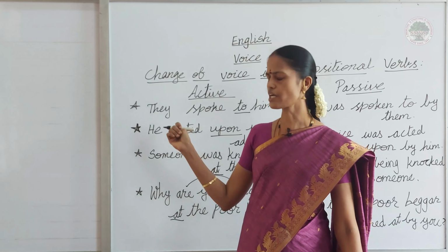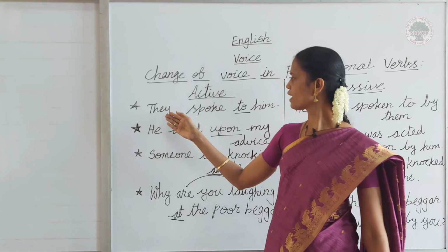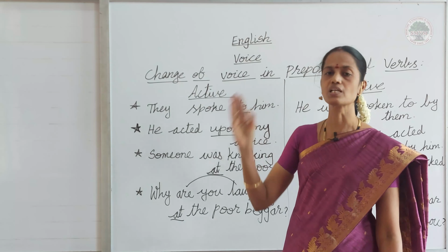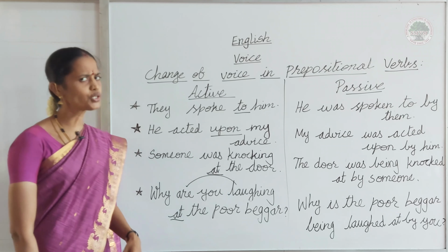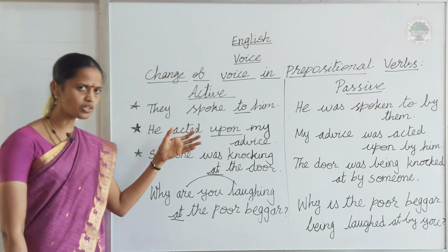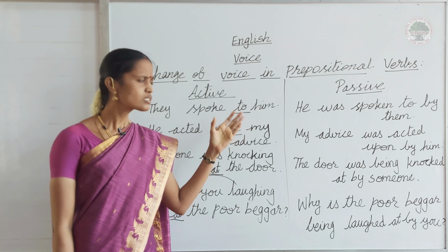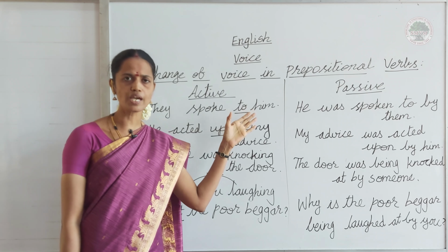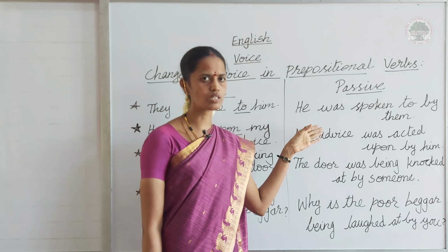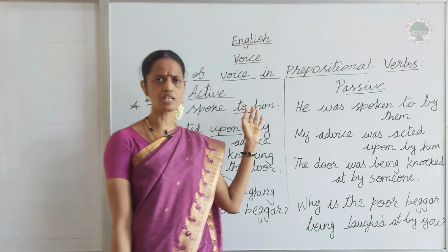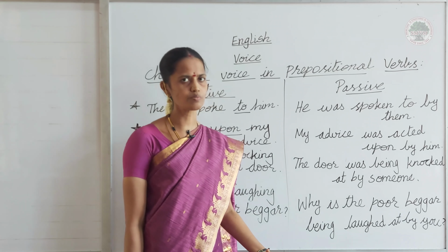Okay, so now I am going to explain the first sentence. So, here it is given: they spoke to him. So, you know very well what the object of this active voice is. Him is the object of this active voice. So, we are going to bring this object into the place of the subject while we are changing into passive voice. So, is it possible for us to use this "him" as it is? No, it's not possible, isn't it?